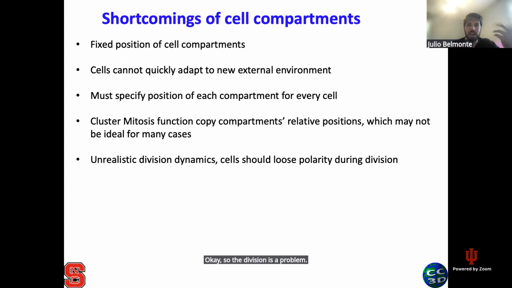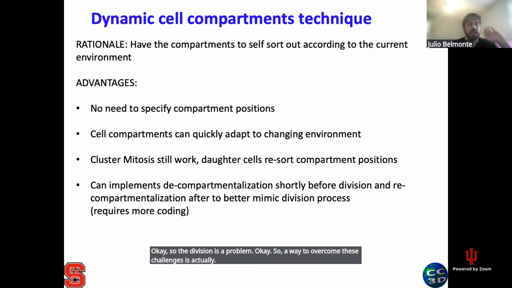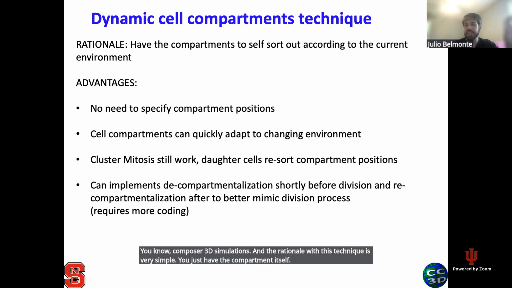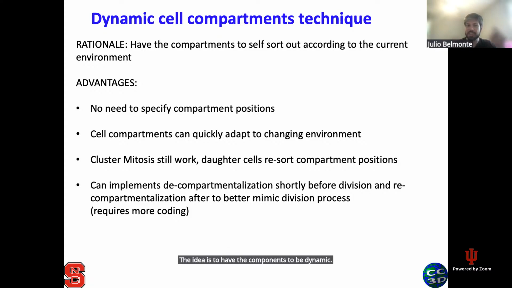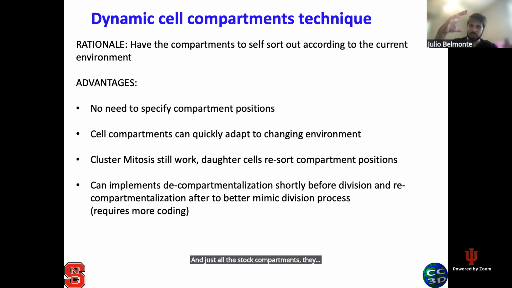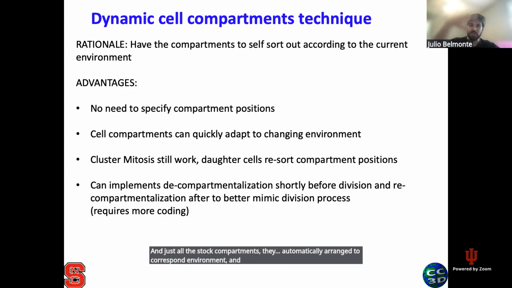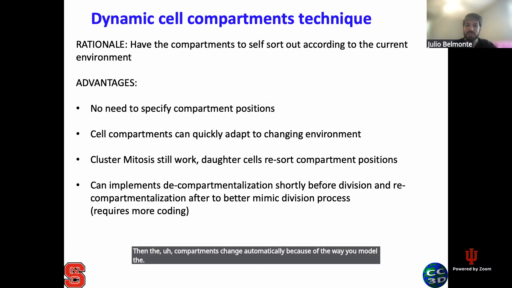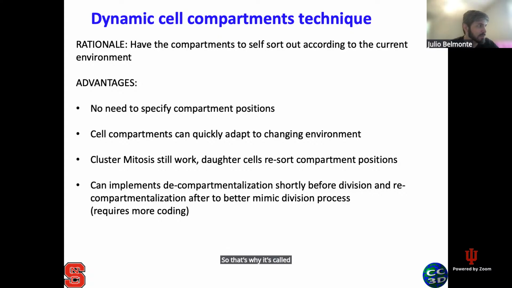Okay, so a way to overcome these challenges is using the dynamic compartments technique in your CompuCell3D simulations. And the rationale with this technique is very simple. The idea is to have the compartments be dynamic, so they can self-sort out according to the current environment. So all the subcompartments automatically rearrange to correspond to the environment, and when the environment changes, the compartments change automatically because of the way you model the cell. So that's why it's called dynamic compartments, okay?